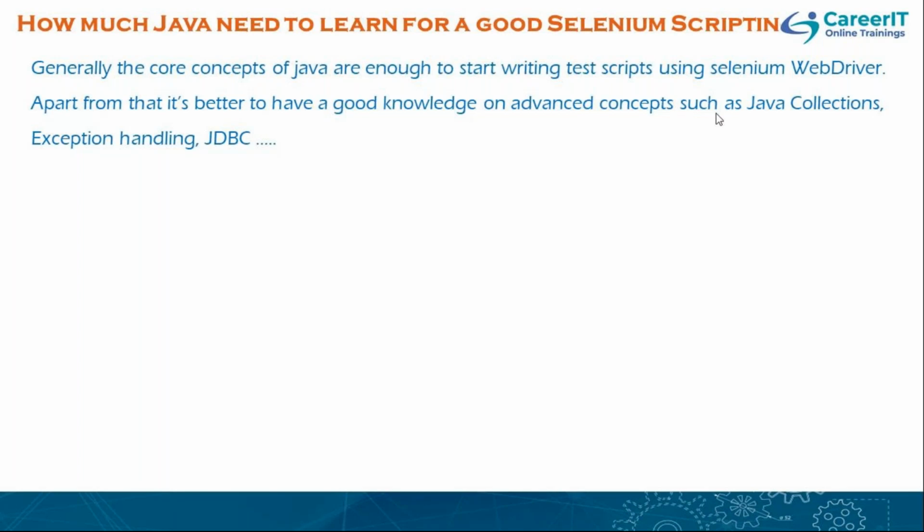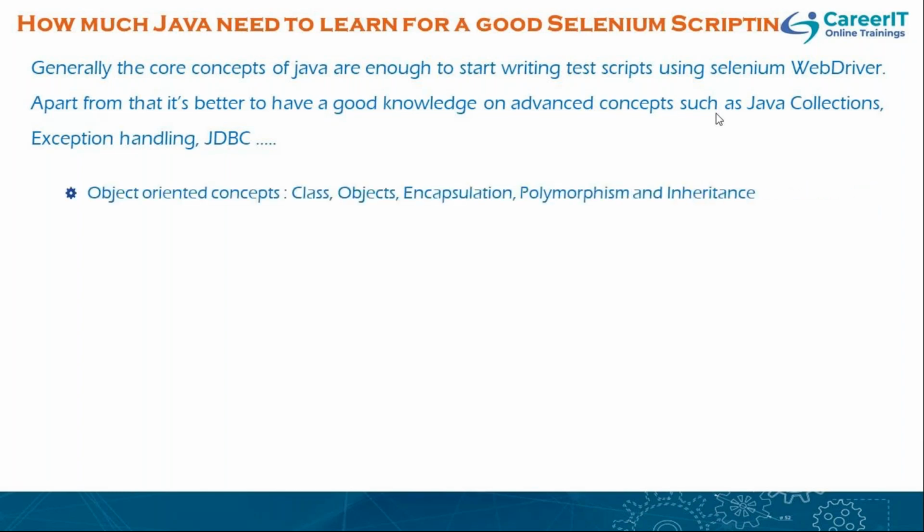I just listed some of the topics which are required for Selenium test automation, guys. You need to understand the object oriented concepts of Java: what is a class, what is an object, how to create an object, what is encapsulation, polymorphism, and inheritance. These concepts are a must for our Selenium test automation.